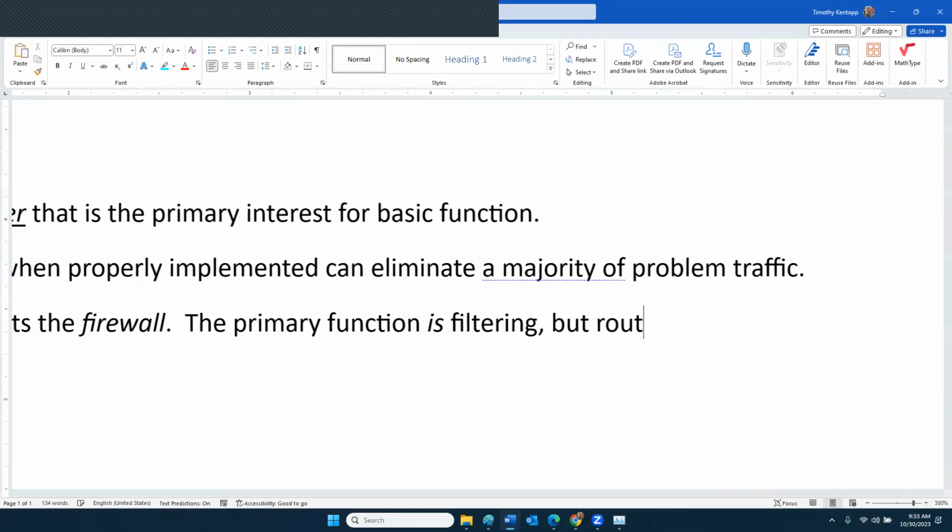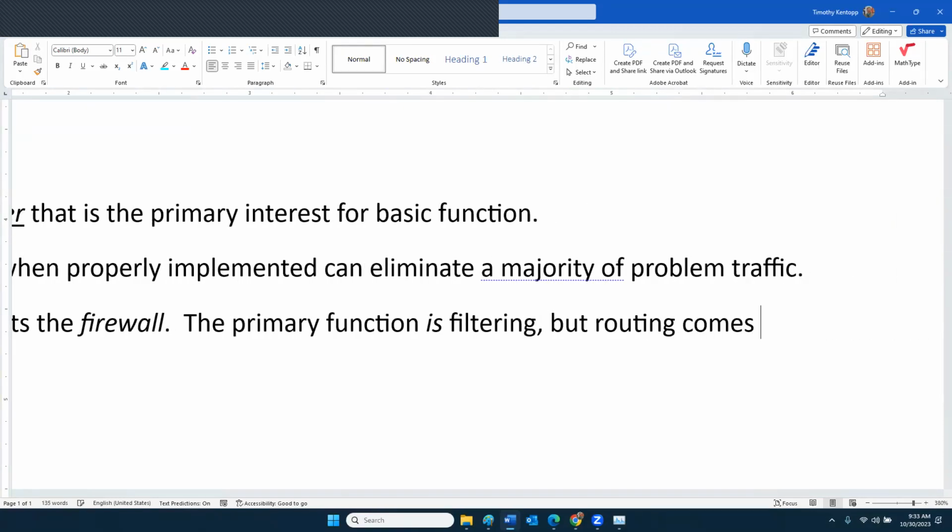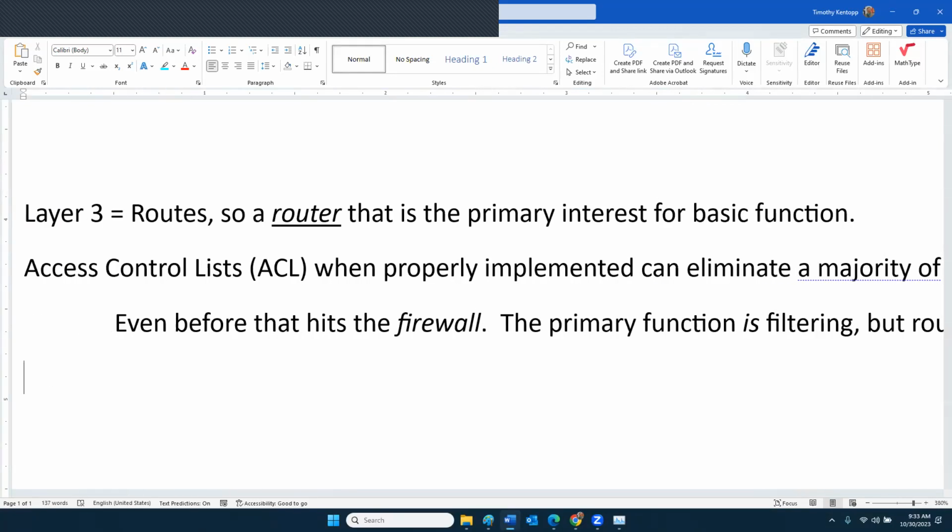But routing comes first. And that's the part that most people just don't get. And you're not going to see this in the textbook. You're not going to see it.